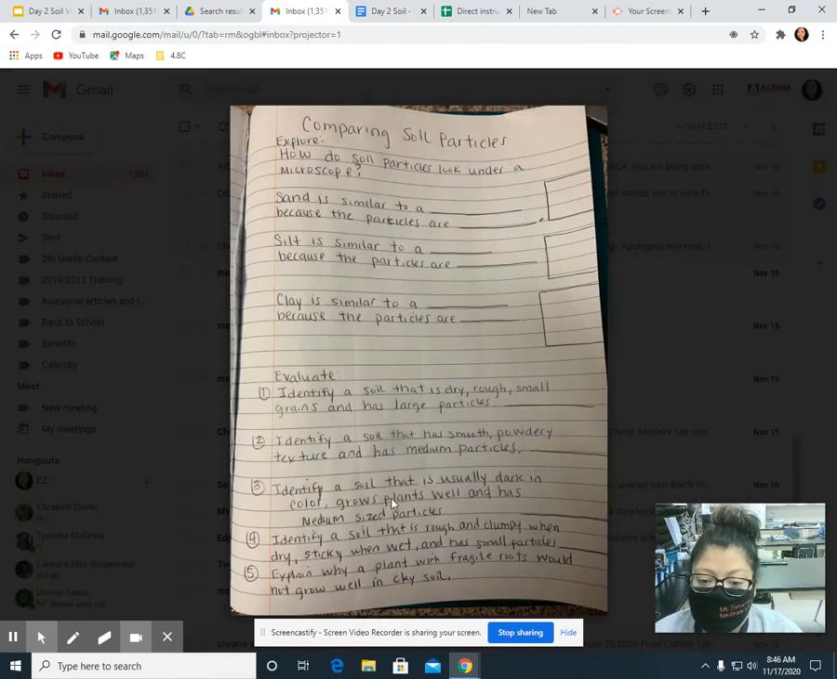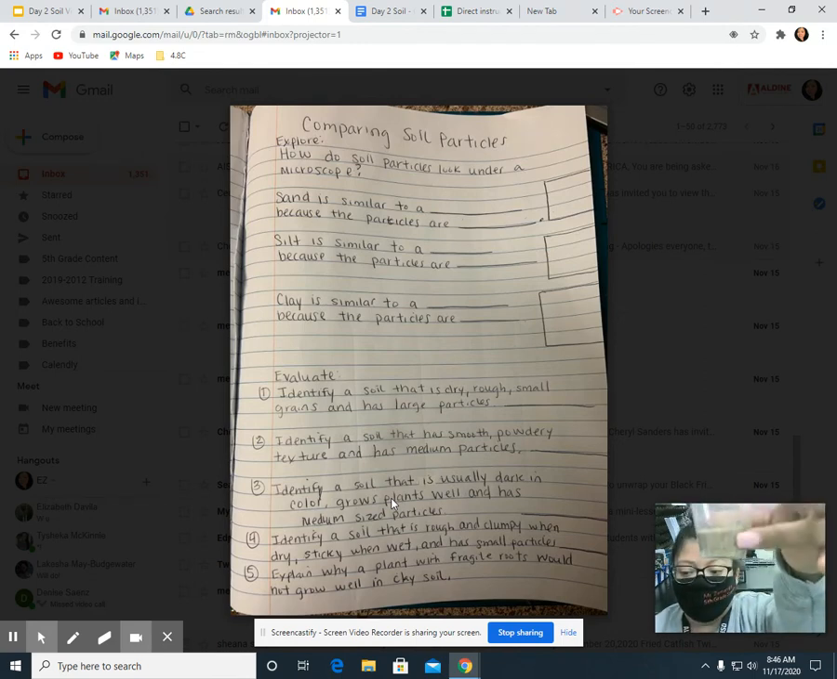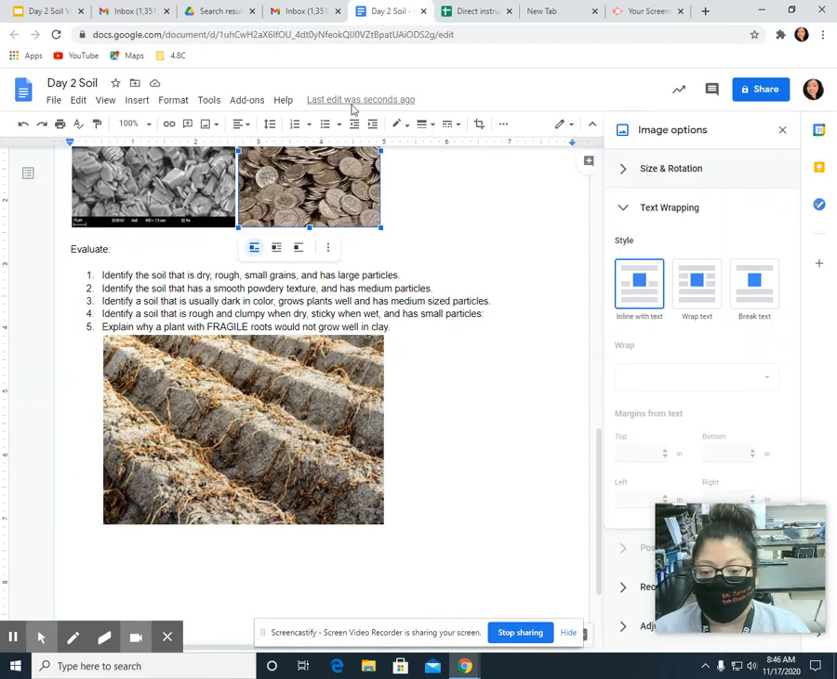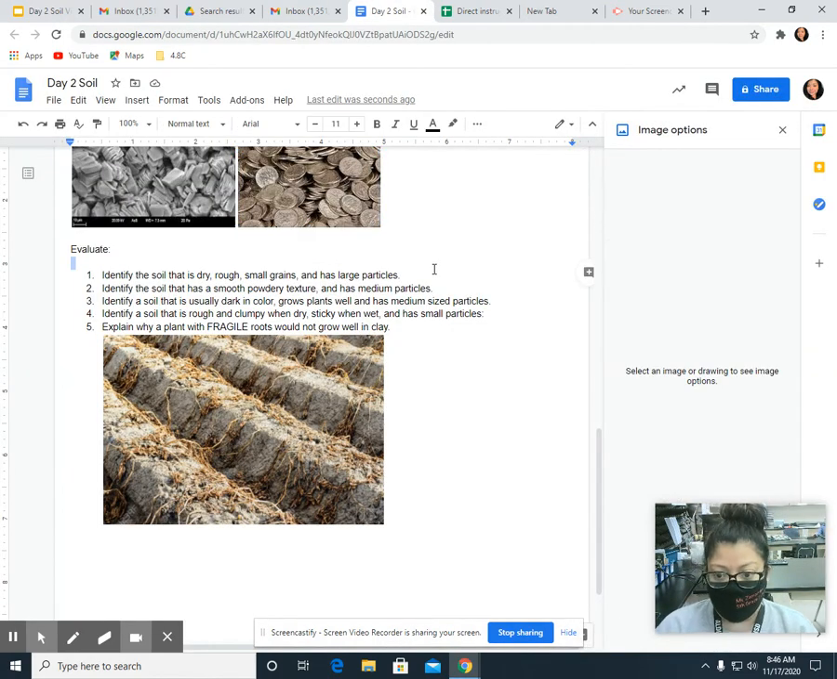So our first question says, identify a soil that is dry, rough, small grains, and has large particles. So that's going to be sand. Identify soil that has powdery, smooth texture, and has medium-sized particles. That's going to be silt.